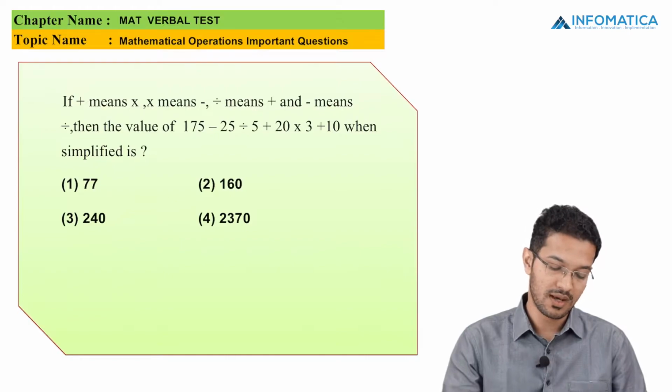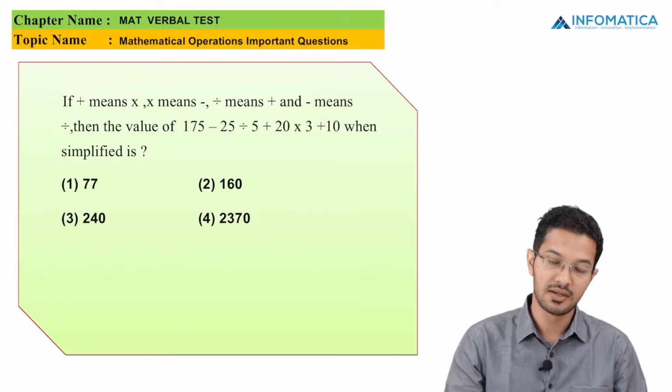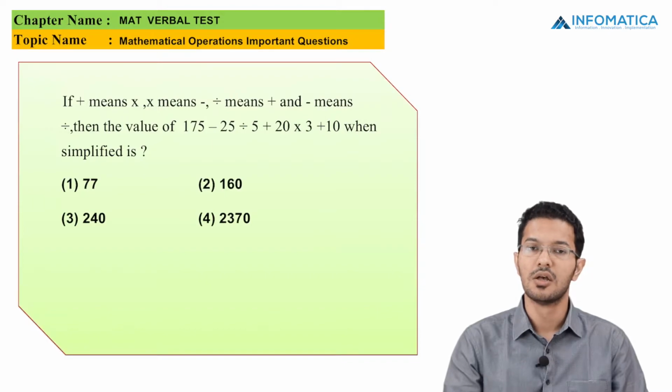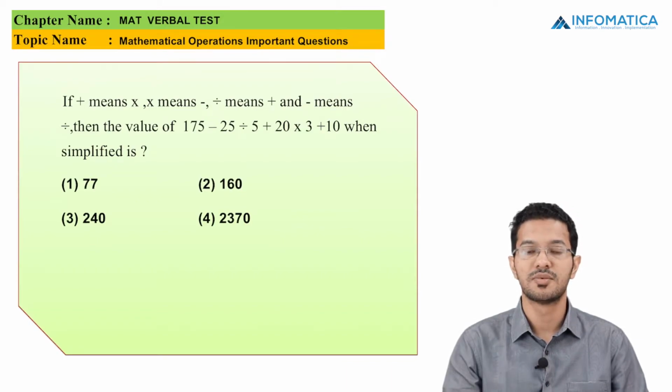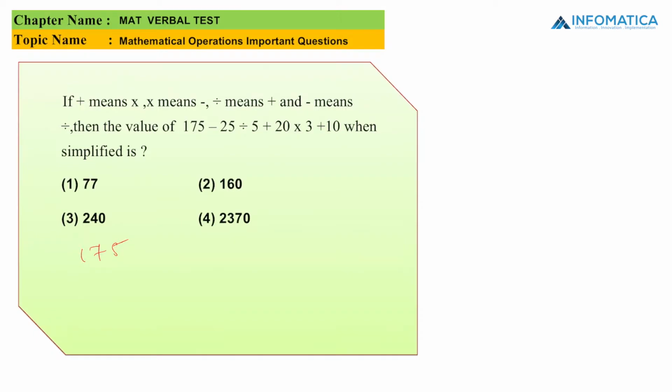Students, in the first MCQ they have said that if plus means multiplication, multiplication means subtraction, division means addition and subtraction means division, then the value of 175 minus 25 divided by 5 plus 20 multiplied by 3 plus 10 will give us what? So as usual students, I had said that whenever numbers and signs are given in mathematical operations, the first thing we do is write the numbers. So let us start with the numbers. So I write down 175, then I write 25, then 5, then 20, 3 and 10.